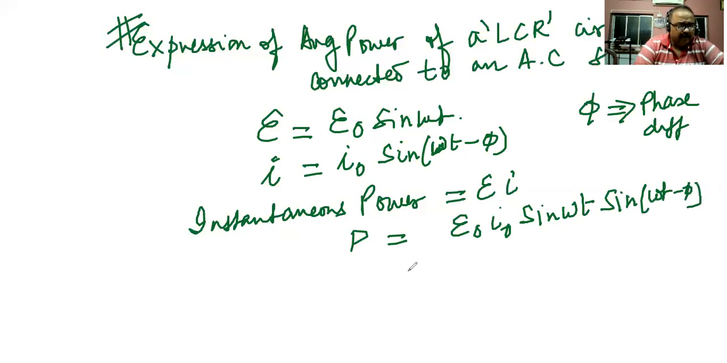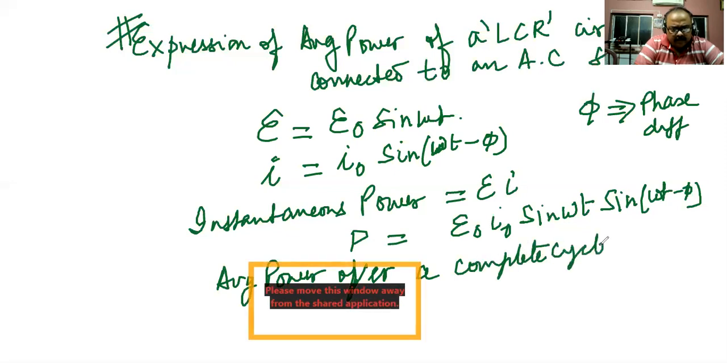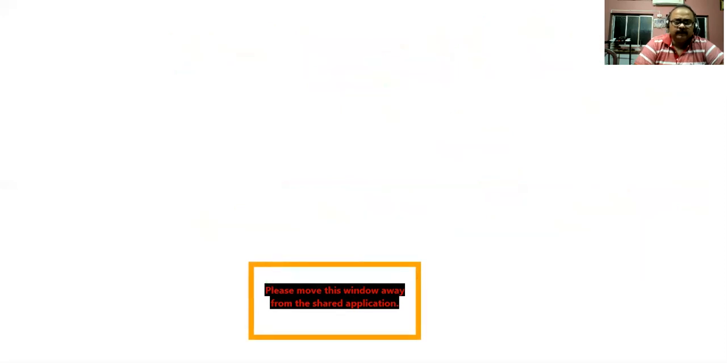We want to find out the average power here. In order to find it, we can use the method of integration. So how to do that? The average power over a complete cycle can be found something like this.